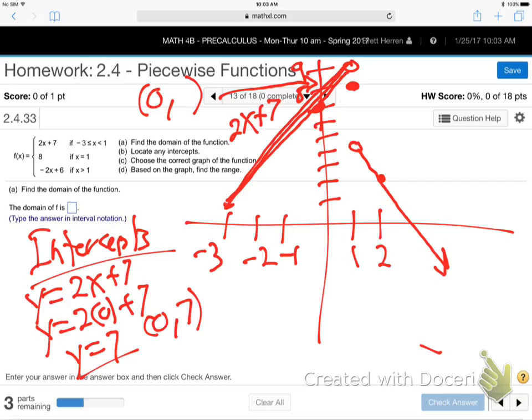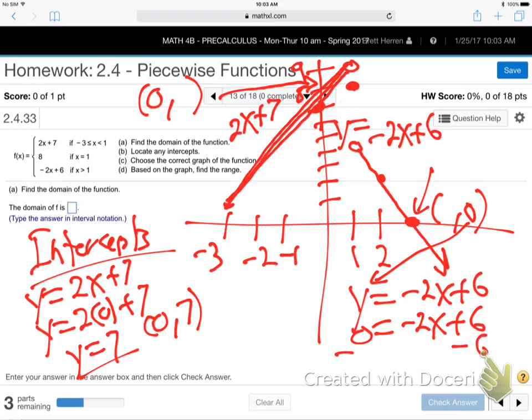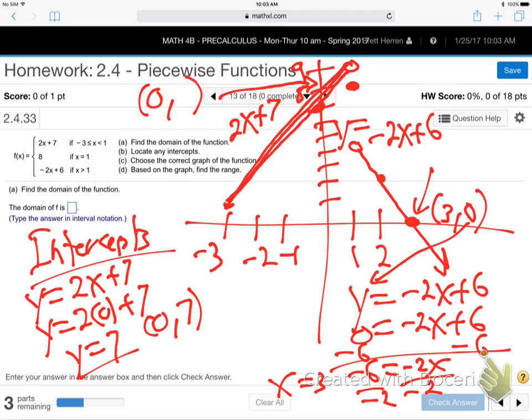How about this? This is an intercept here, right? That's another one right there. How do we find that one? Well, we plug into the minus 2x plus 6. That's some point where y is 0. So y equals negative 2x plus 6. You take the equation y equals negative 2x plus 6 and make y 0. And then you solve. So subtract 6, divided by negative 2. So x is 3. So that's (3, 0). Good? We all good? So that's everything they asked for.